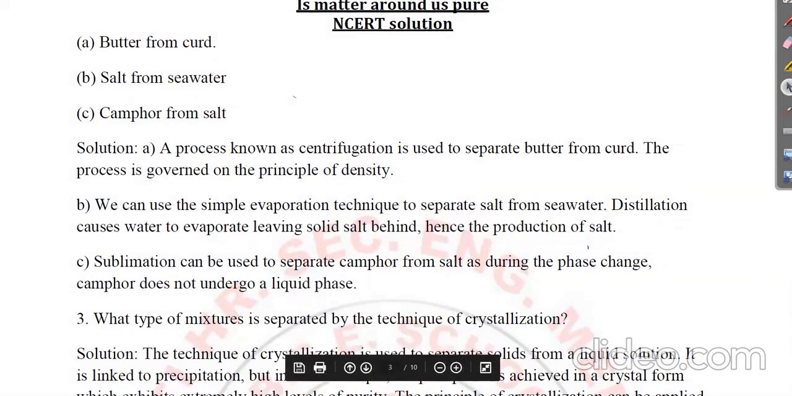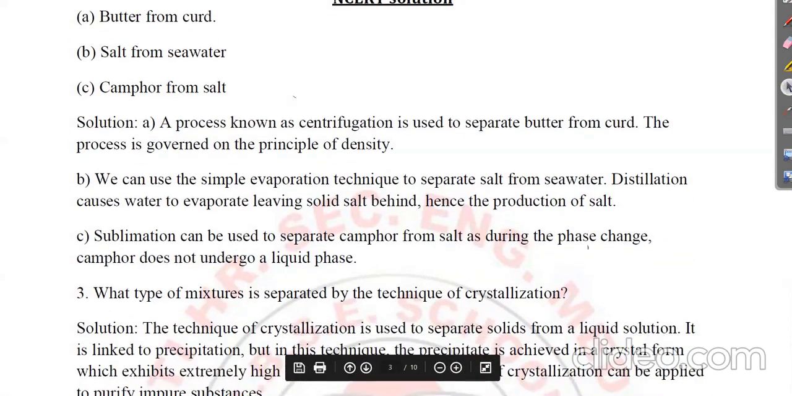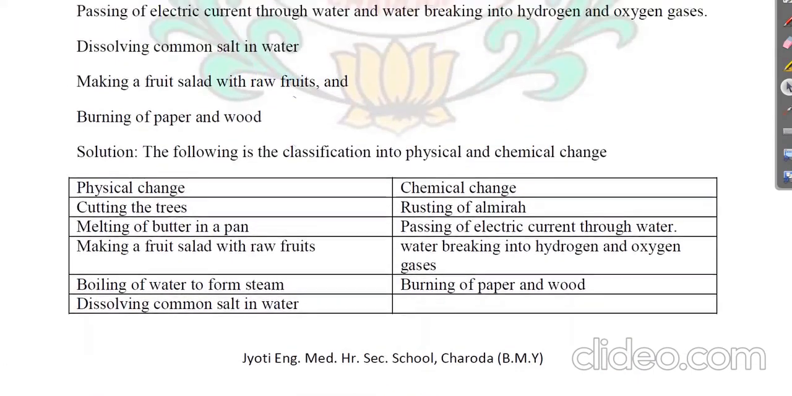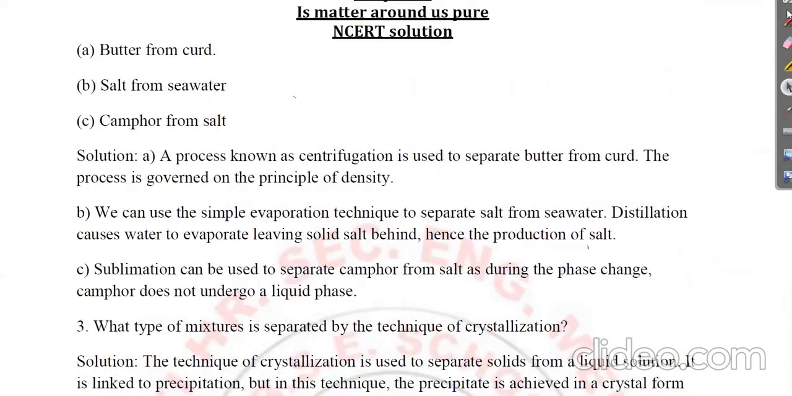Next is the process which will be used for the separation of camphor and salt. For the separation of camphor and salt, we will use the sublimation process. We will take this mixture in a china dish, and then we will use a hot water bath and heat this hot water bath.